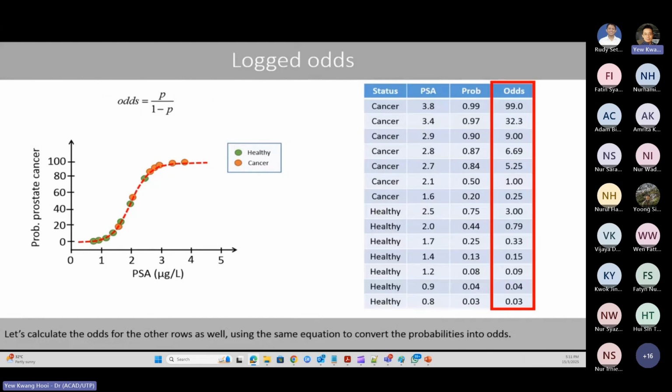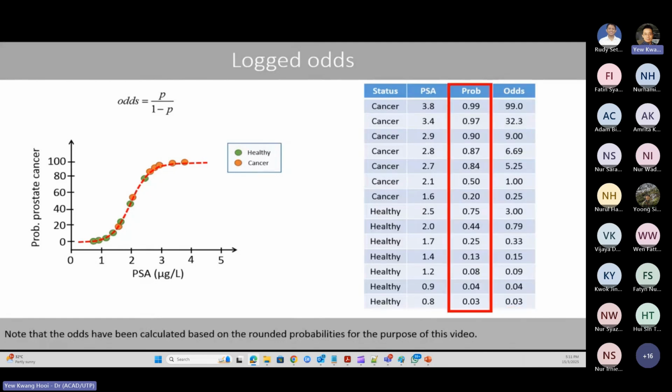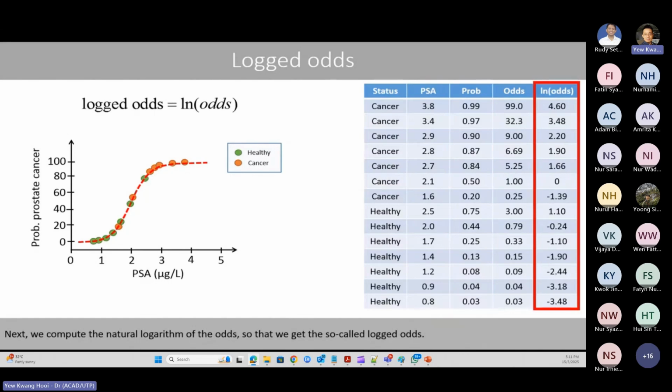Let's calculate the odds for the other rows as well, using the same equation to convert the probabilities into odds. Note that the odds have been calculated based on the rounded probabilities for the purpose of this video. Next, we compute the natural logarithm of the odds so that we get the so-called logged odds.